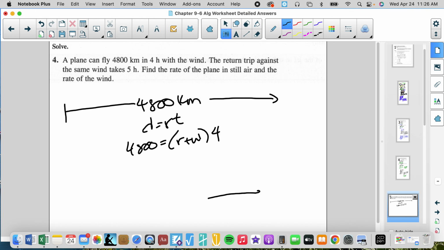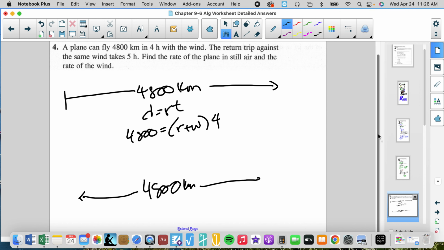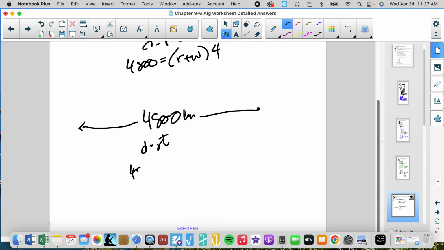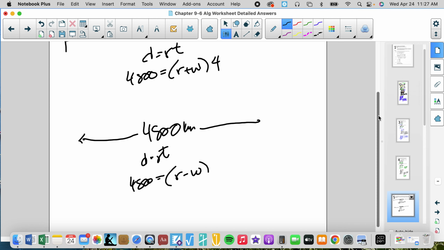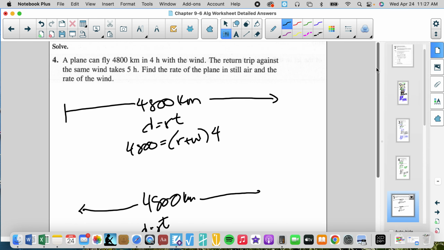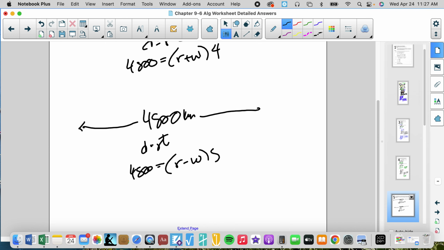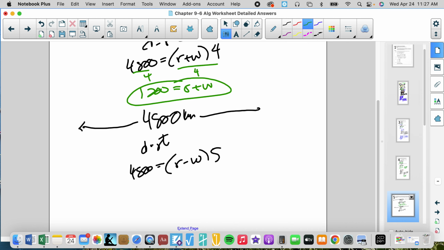Going back, same distance. They're going to return this time. The whole trip, the last plane didn't return completely. So distance equals rate times time. 4,800 equals, this time it's the rate minus the wind because that's going to slow your rate of speed. So you would minus the wind, and that takes 5 hours. So let's divide by 4. Rate plus W. That's one equation.